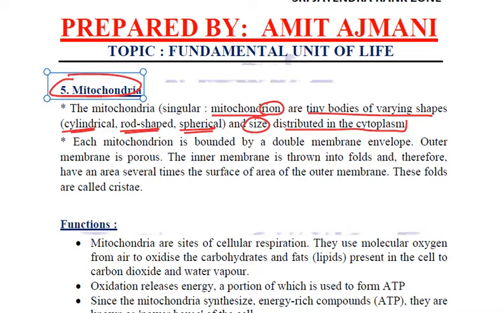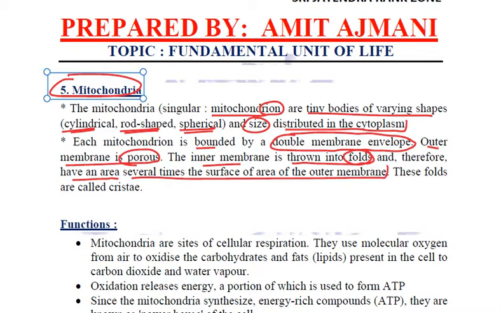cytoplasm. Their structure is quite important because they are bounded by a double membrane envelope. There are two membrane envelopes surrounding mitochondrion. Outer membrane is porous and the inner membrane is thrown into folds. Now why it is folded, that is quite important. These folds provide an extra area, large area, which is several times the surface area of the outer membrane. These internal folds are called cristae.